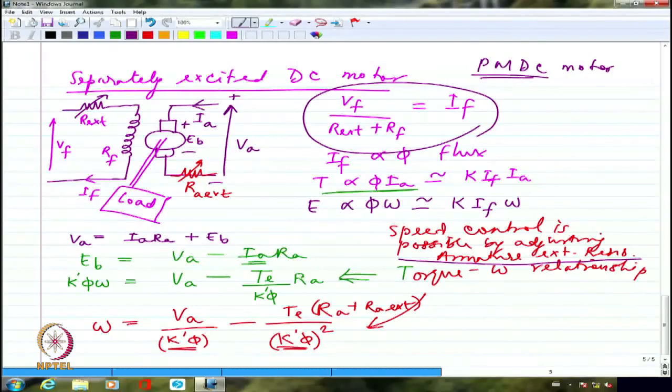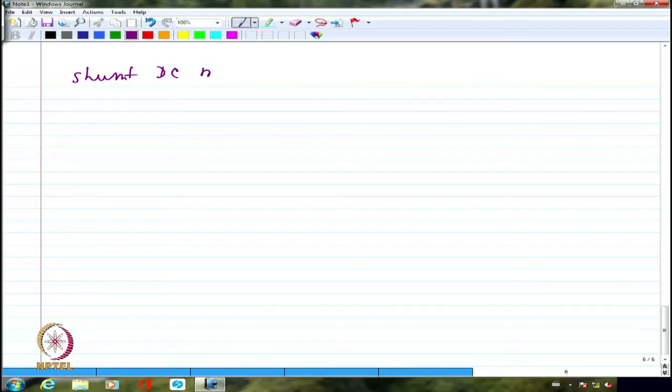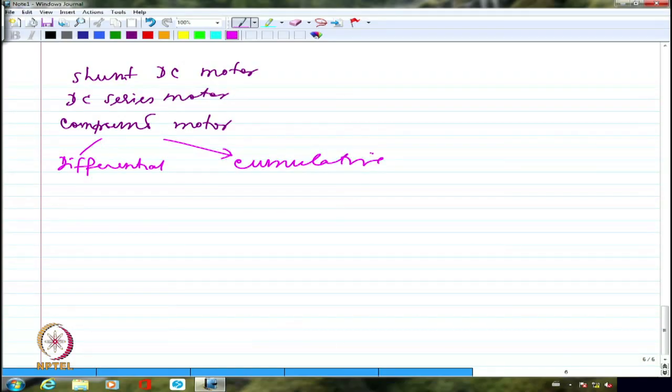The next things that we will be discussing will be the shunt DC motor, the DC series motor, and we will also be looking at the compound motor. In compound, of course, we will be looking at differential and cumulative. Both we will be looking at, and then we will be deriving the speed torque characteristics or relationship for each of these motors.